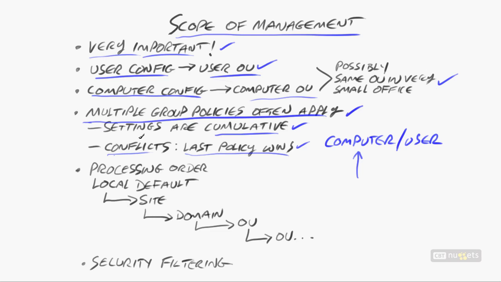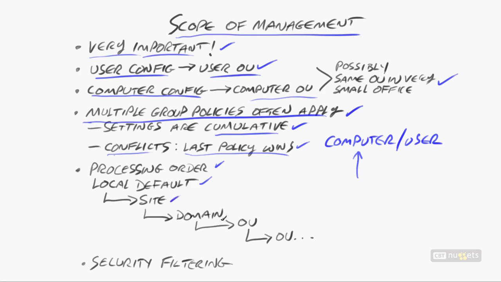Okay, that's where we said, again, multiple settings are cumulative if they don't disagree. With conflicts, the last policy wins, and that's because of the order in which they're applied. The processing order that we see here is the local default settings will apply first. That would be the settings that apply when Windows is just fresh out of the box. And if you can use InPrivate Browsing, that's a local default, so you're going to have InPrivate Browsing.